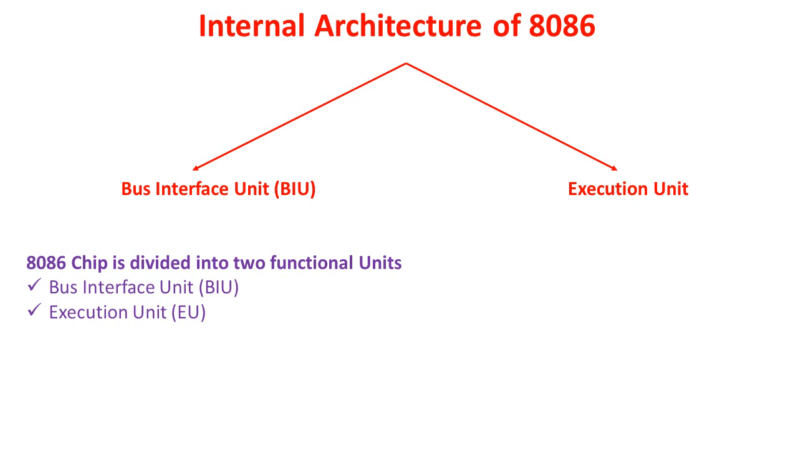Let us understand the internal architecture of 8086. So the 8086 has been divided into two units. One is the bus interface unit and the other one is the execution unit. So the 8086 chip is divided into two functional units: bus interface unit, known as BIU, and execution unit, known as EU.